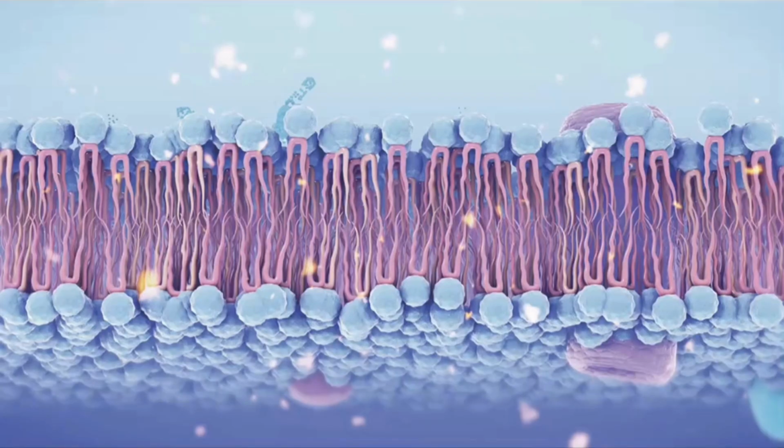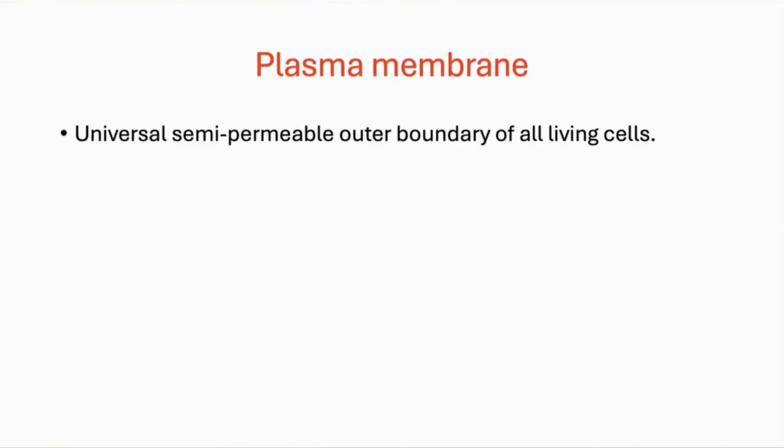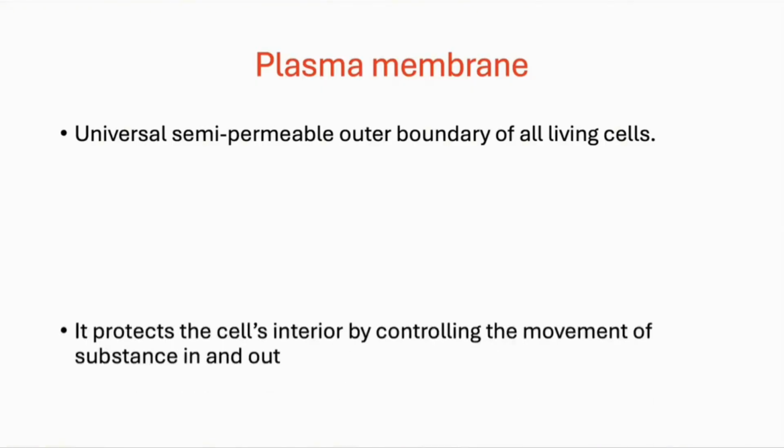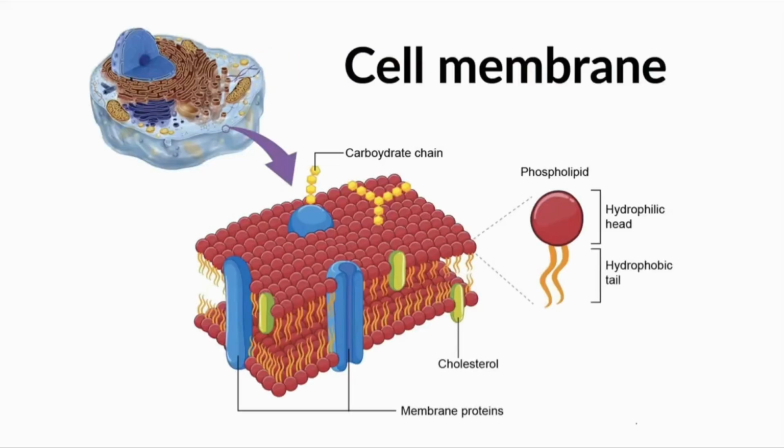In this video, we are going to learn about plasma membrane. What do you mean by plasma membrane? Plasma membrane is otherwise called as cell membrane. It acts as a universal semi-permeable outer boundary of all living cells. It protects the cell's interior by controlling the movement of substances in and out of the cell.